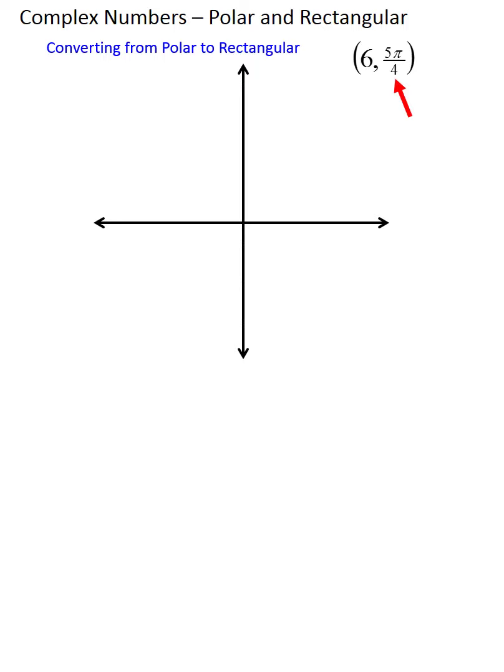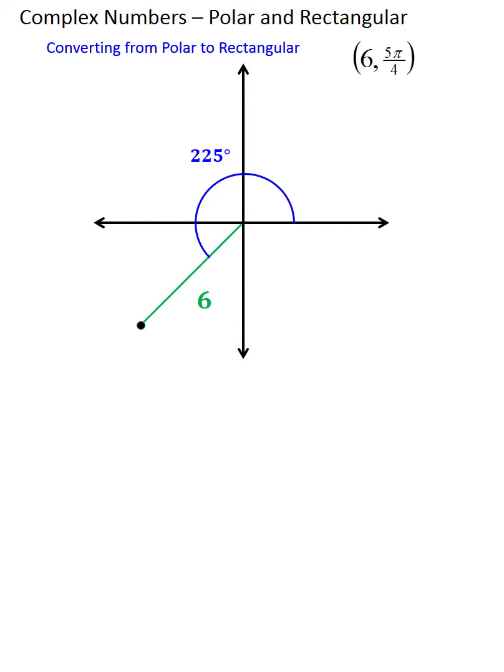You can always look up how to convert radians to degrees if you need to. It's a simple multiplication conversion factor. But that means that my complex number must be at a 225 degree angle. And furthermore, it's got to be 6 spaces from the origin. So my point would have to be right there.